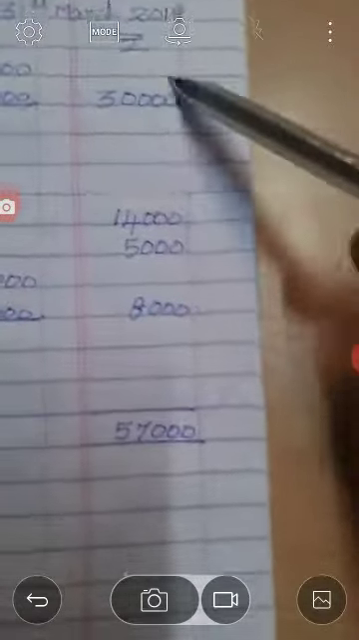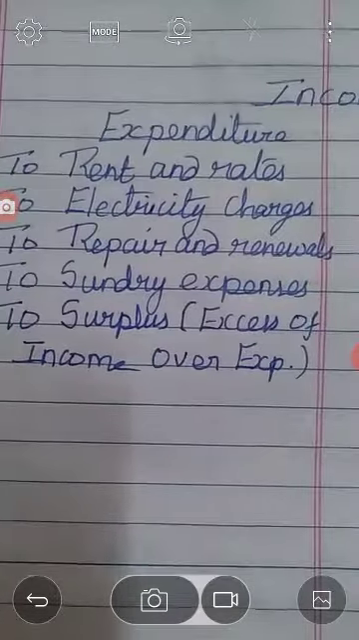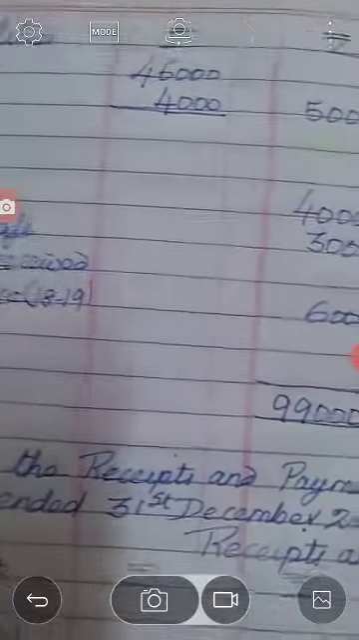Now on the income side, we have found out the capital fund, 46,000. Looking at the totals, the income side total is higher, 57,000. The same amount should be carried over to the expenditure side, 57,000. To balance, 4,000 is the surplus, the excess of income over expenditure. It should be shown on the balance sheet. Capital fund 46,000 plus 4,000, total 50,000. Adding everything, we get 99,000.